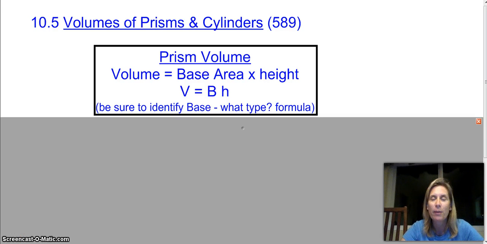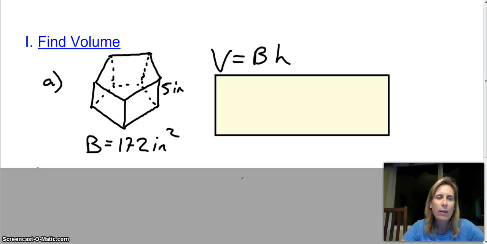Let's go try a couple of volume problems with prisms. Okay, find the volume of this prism. We already know it's a prism. So as we look at it, how would you name this prism? Where are the two congruent bases? And how many sides do they have? Yep, this is a pentagonal prism. So you can see that the top and the bottom, as it's sitting here, are both pentagons, and they are clones. So this is a pentagonal prism.